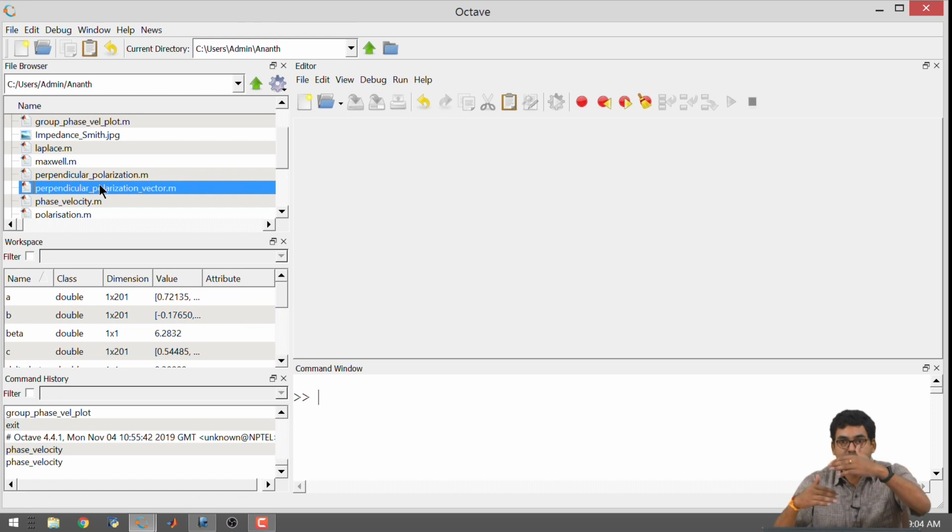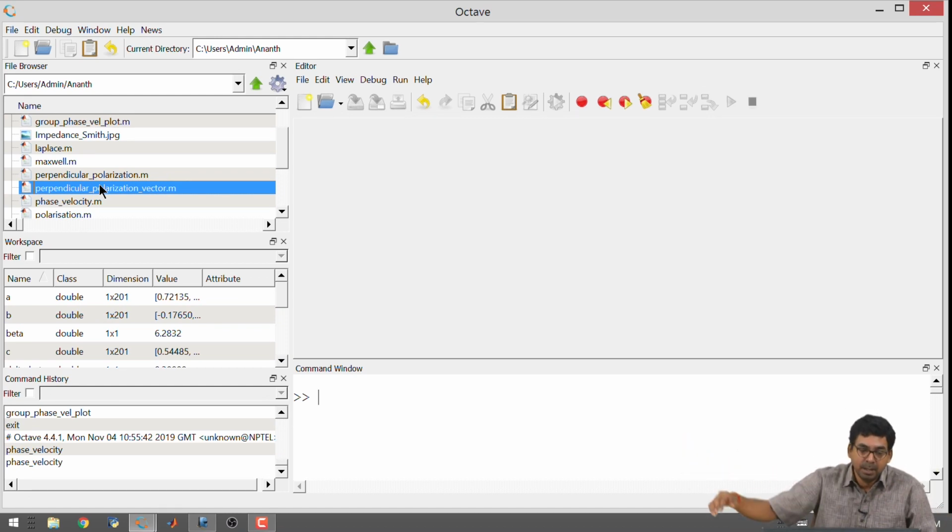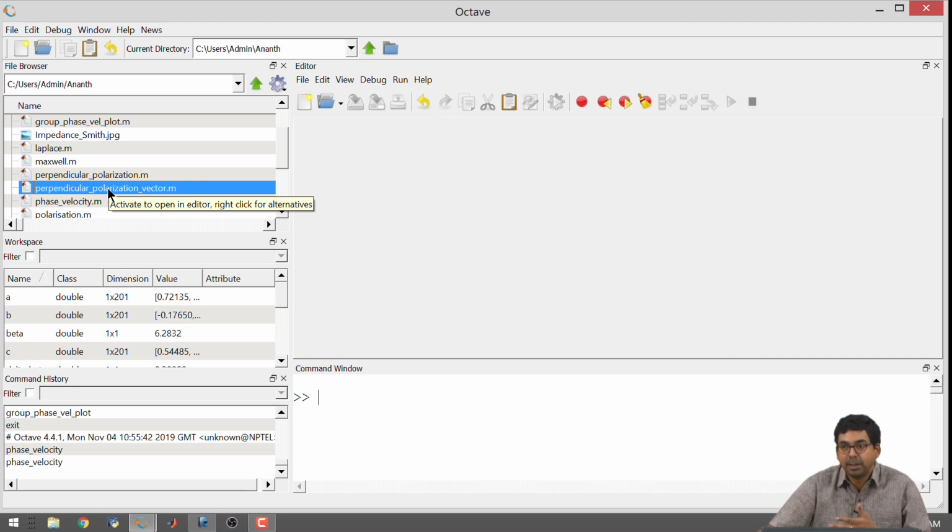Instead of looking at the cross section, we are looking at the longitudinal side. We are going to launch from one side and we are going to observe what is going to happen. For this, we had already written a code for perpendicular polarization. So, I am going to open that code and I am going to start making modifications to plug in the waveguide.